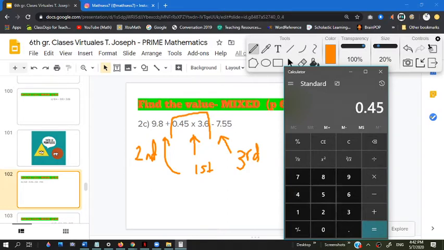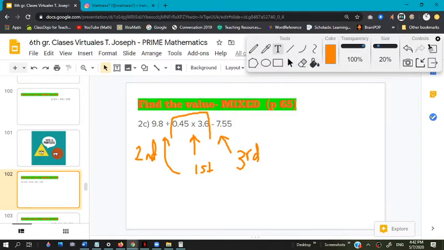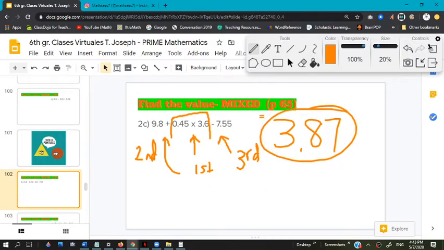0.45 times 3.6 equals 1.62. That makes a lot of sense. Now I'm going to add 9.8, which gives me 11.42, and then I'm going to subtract 7.55. That looks a whole lot better. 3.87 is my answer. Okay, there's your answer. And if you check that, it makes a lot of sense.